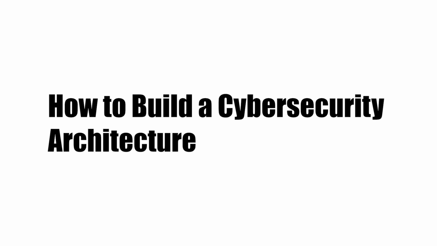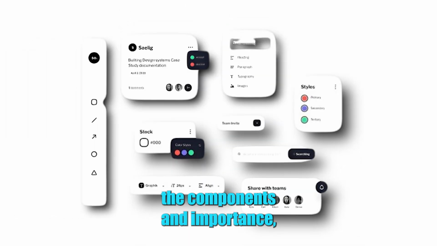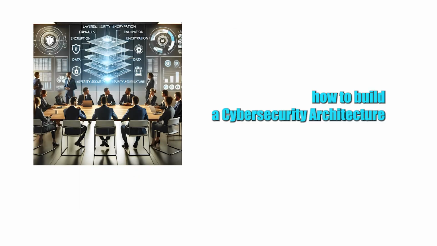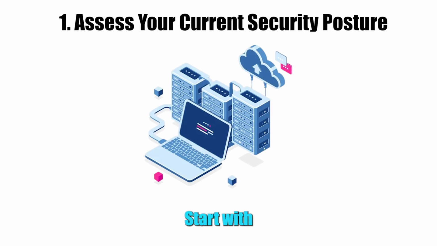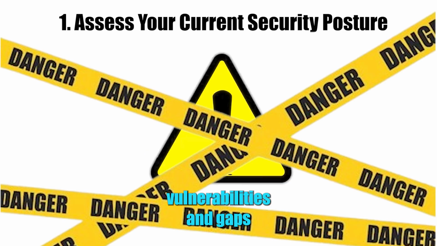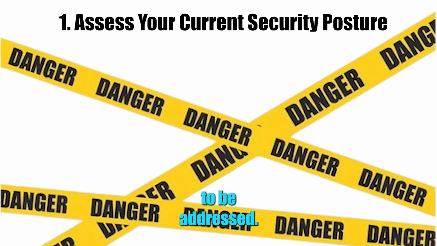How to build a cybersecurity architecture? Now that we understand the components and importance, let's explore how to build a cybersecurity architecture for your organization. First, assess your current security posture. Start with a thorough audit of your existing systems. Identify vulnerabilities and gaps that need to be addressed.